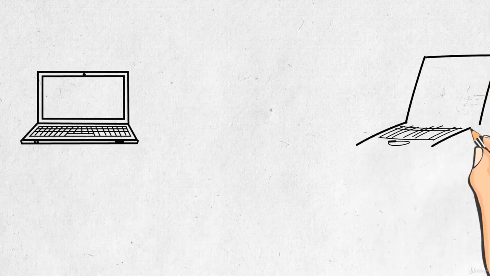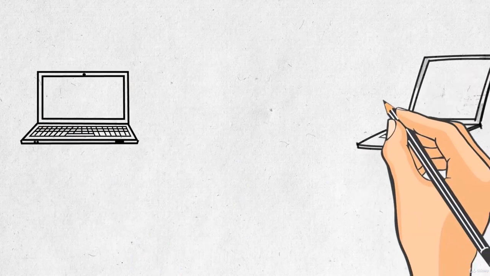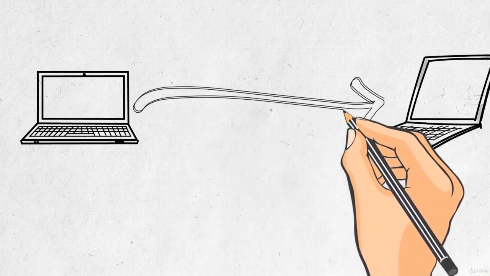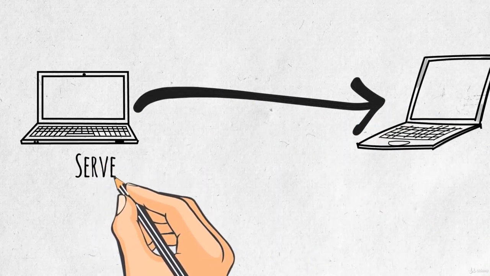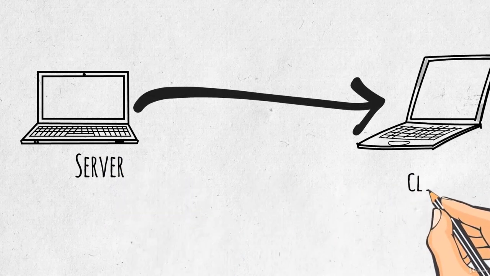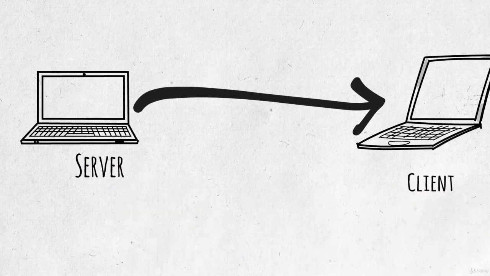Now let's understand some basic key terms about shells. So suppose there are two computers over here. In our case we have the hacker and the victim. So in this case the service provider is known as the server, and the machine which uses the service is known as the client machine.